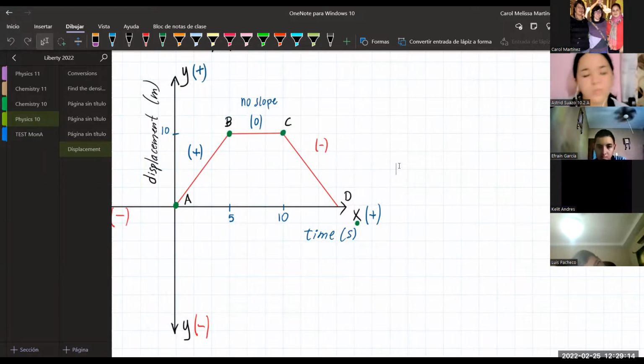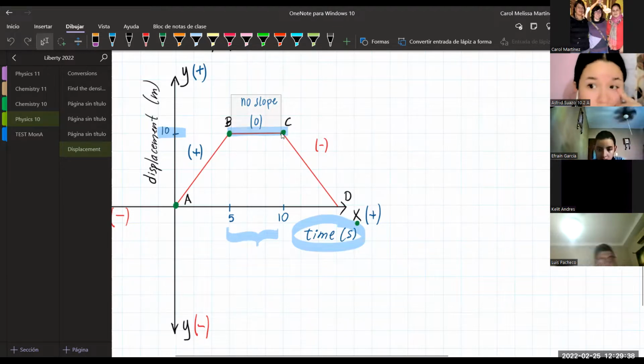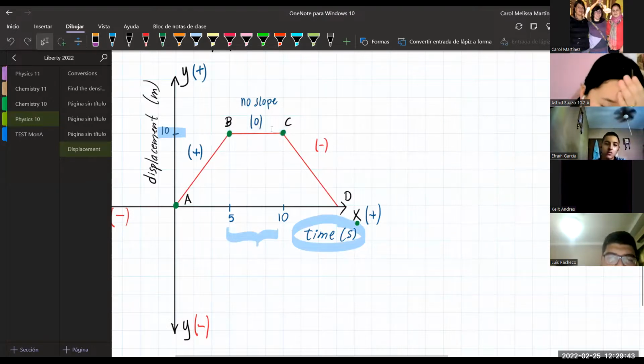During 5 seconds, did the person move? Did this person move from position? Yes, to 10. That is the time. So during 5 seconds, that person didn't move. As you can see, the displacement doesn't show any change. When that happens, we have a slope of 0 because there was no motion. So that person was at a certain point without moving.